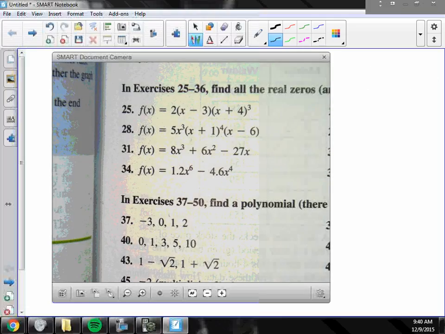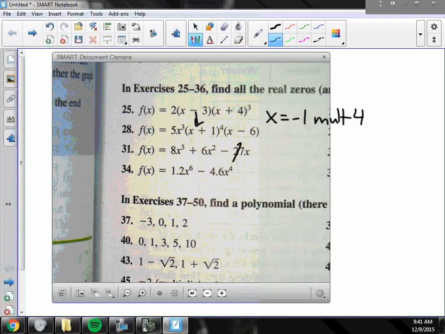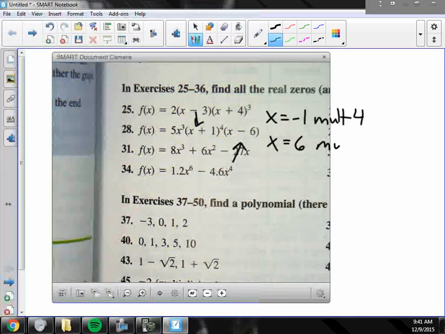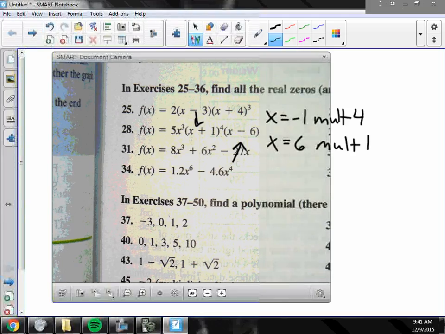How many unique roots does this problem have? 3. Each factor with an x in it represents a distinct root. So this one is x equals -1 with a multiplicity of 4. This one is x equals 6 with a multiplicity of 1. And what's the root there? 0 with a multiplicity of 3.